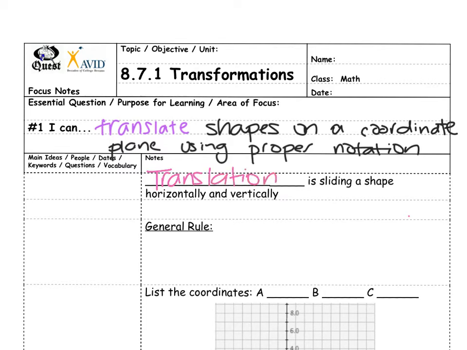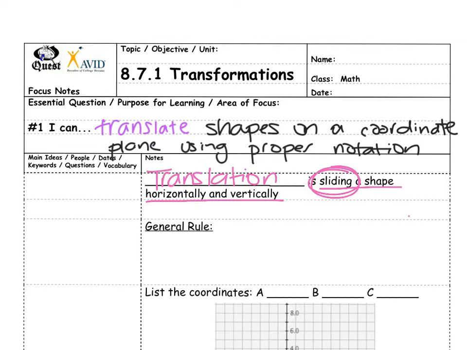If we say we are going to translate a shape, it is sliding that shape horizontally or vertically. It does not change its size. It does not change which direction it's facing. We are simply sliding that shape around.